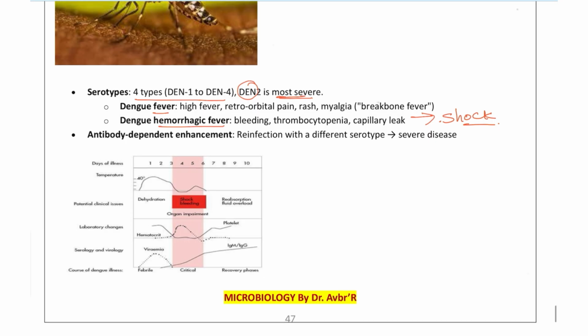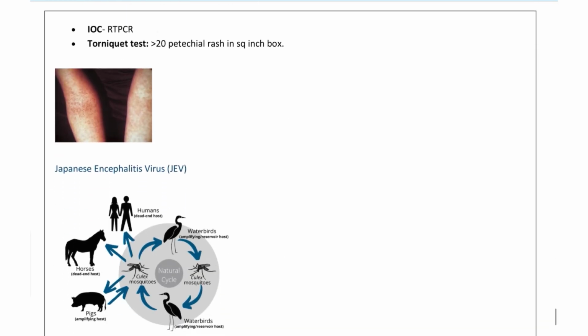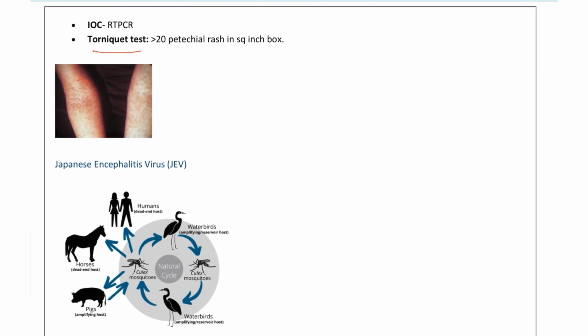Why does dengue virus have this kind of infection? Because it has a special mechanism, antibody dependent enhancement. So antibody dependent enhancement will increase and trigger more infection in the body. Next, tourniquet test. This is known as a tourniquet test where you are going to tie the tourniquet. After tourniquet, you are going to see this kind of eruption of the rash on the cubital fossa.